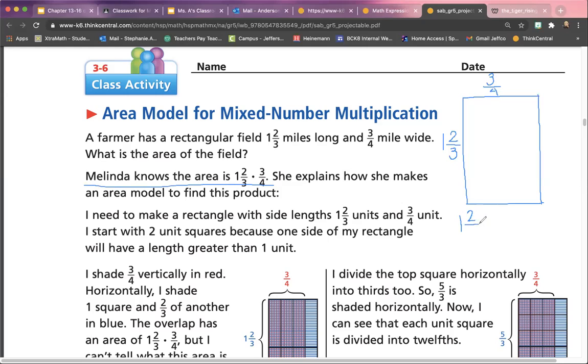So our equation for this would be 1 2/3 times 3/4. I want you to write this equation in your notebook. We're gonna look at it for a quick second before we solve it. And you can use a multiplication sign or you can use the dot. I know we've been working on both, right?